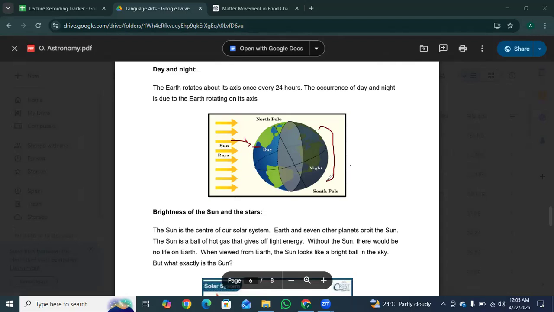Because the Earth spins every 24 hours, we move from the light side to the dark side and back again every single day.